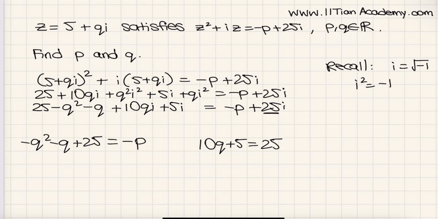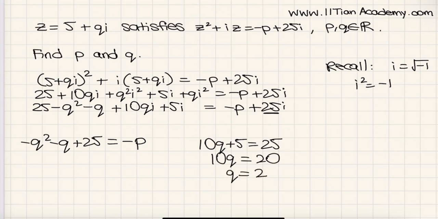So the trouble with the first equation is that it has two unknowns, whereas the second equation just has one unknown. So we should solve this one first. So we have 10q is equal to 20. That means q is equal to 2.